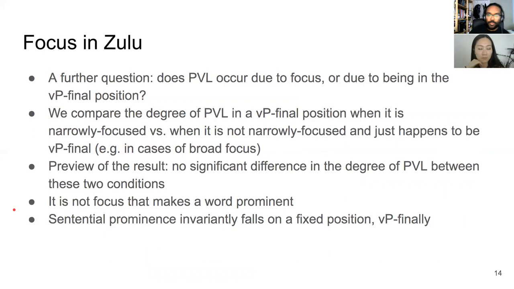One further question is whether penultimate vowel lengthening in these cases occurs due to focus or due to being in this VP final position. So in the second part of our talk, we'll compare the degree of penultimate vowel lengthening in the VP final position when it's narrowly focused versus when it's not narrowly focused and just happens to be VP final, for instance, in cases of broad focus. The preview of our result is that we find no significant difference in the degree of penultimate vowel lengthening between these two conditions. This suggests to us that it's not focus that makes the word prominent, and that sentential prominence invariantly falls on a fixed position, that is, VP finally.